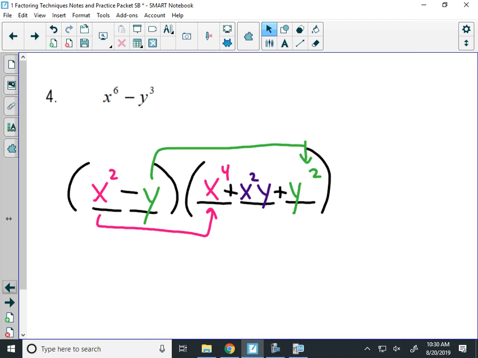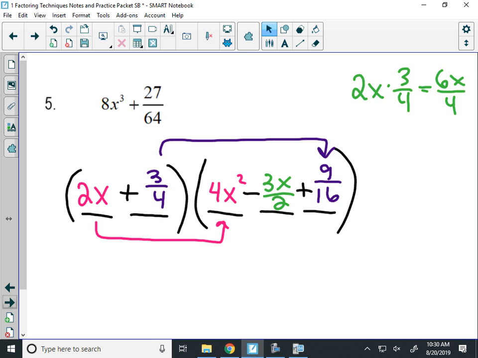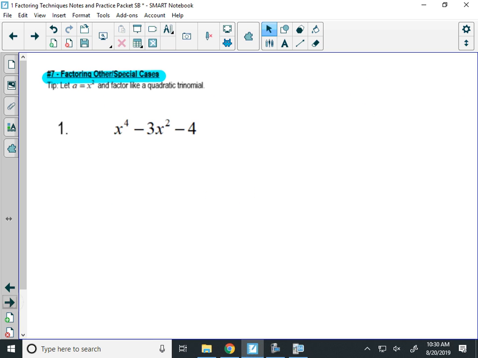All right, we're almost there. Go to the very bottom of your page. Very bottom says method 7. Method 7 is really just factoring what we call quartic polynomials. We'll talk about that at the end of the year. But exponent of 4th, degree of 4. These look more complicated than they are.